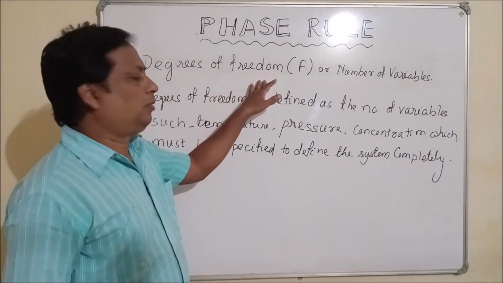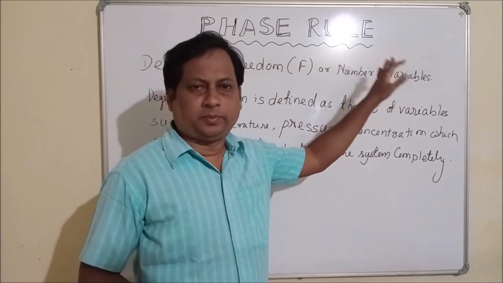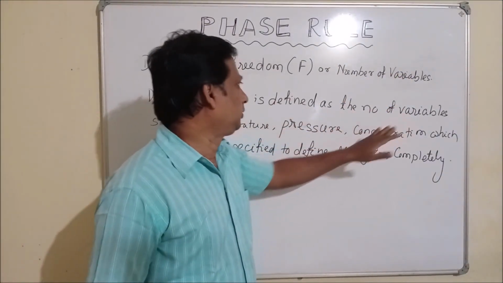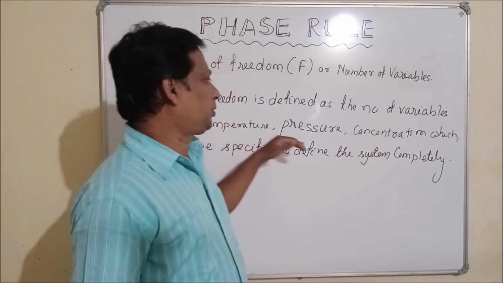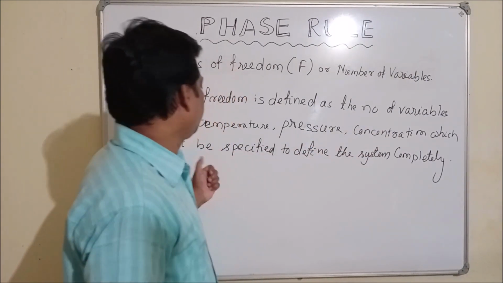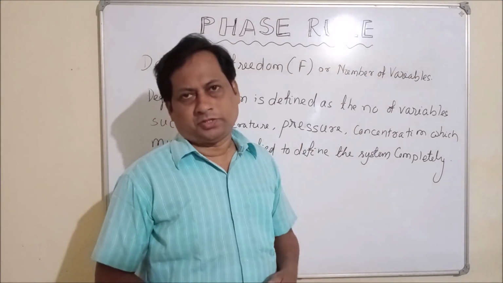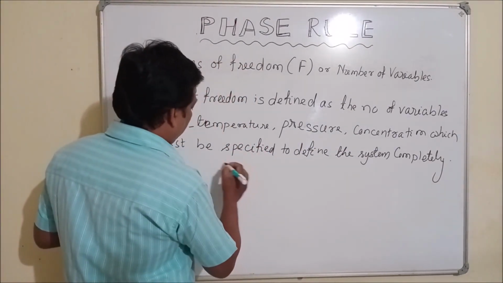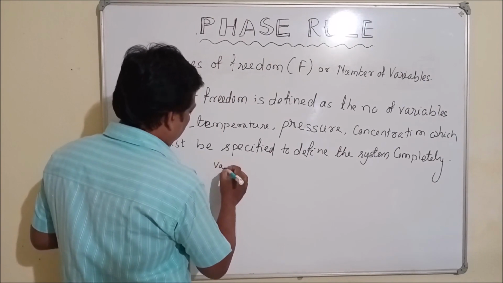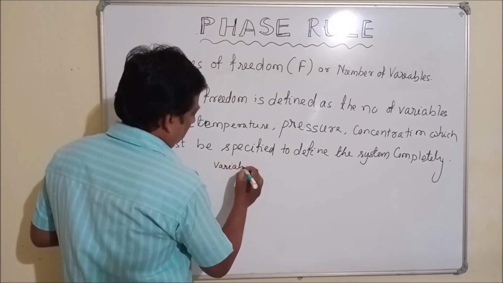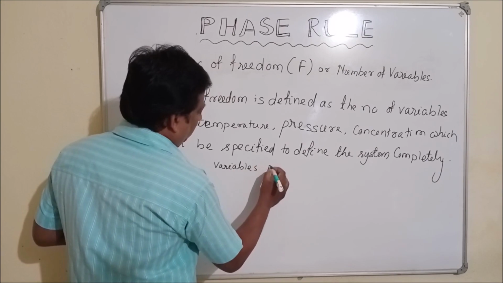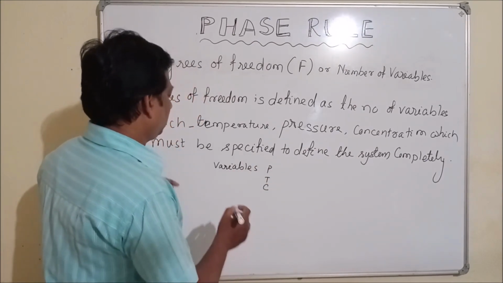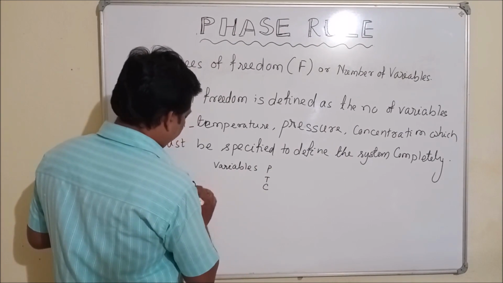So degrees of freedom, or number of variables, is defined as the number of variables such as temperature, pressure or concentration which must be specified to define the system completely. Okay. Now here the variables are pressure, temperature, concentration. So these are the degrees of freedom.